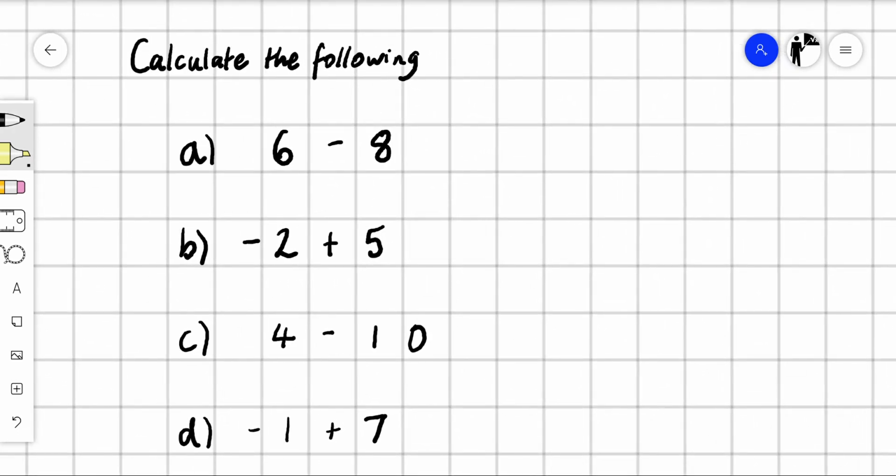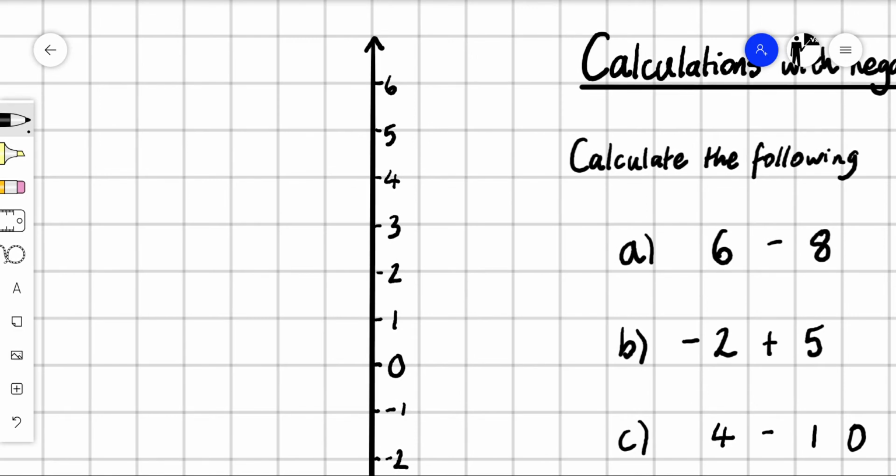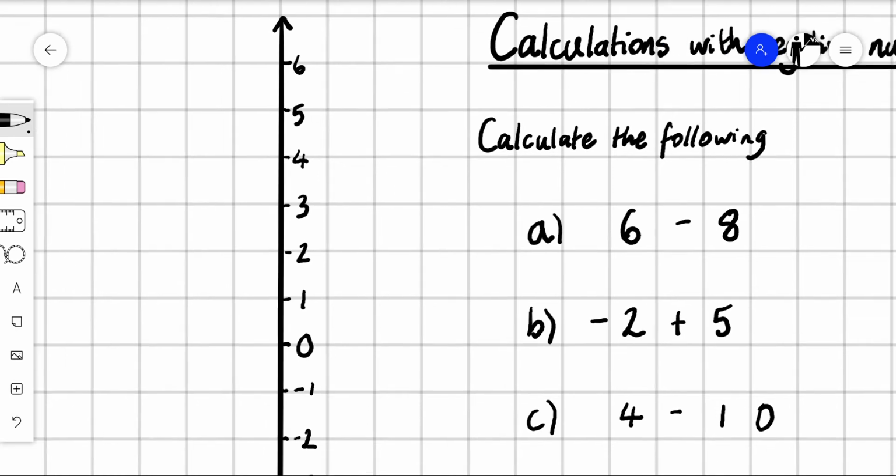A few wee things that you need to be comfortable with before we have a look at these calculations: when we add two numbers, we would move up the number line. For example, if we think about the problem of 2 plus 3, that would correspond to starting at 2 and moving up 3. 2 plus 3 is 5. Do you see that? So when we add, we move up the number line, and when we subtract, we move down the number line. And we can apply this here.